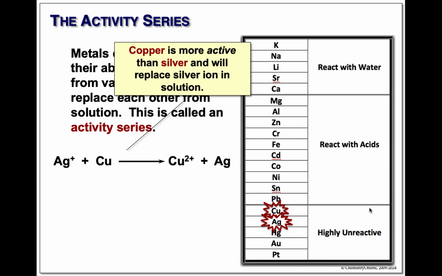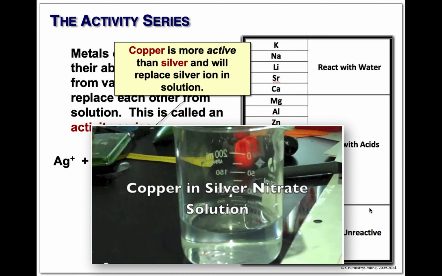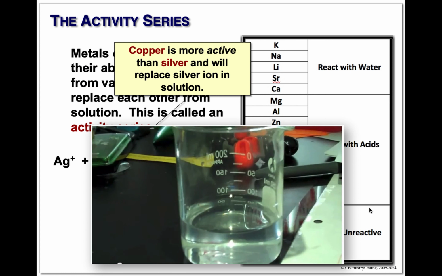This is a standard reaction. We used to do this in Lab 6, but they changed everything. But it's a cute reaction. We're going to take a copper wire and stick it into a silver nitrate solution here. So it's a nice, bright, shiny copper, right?